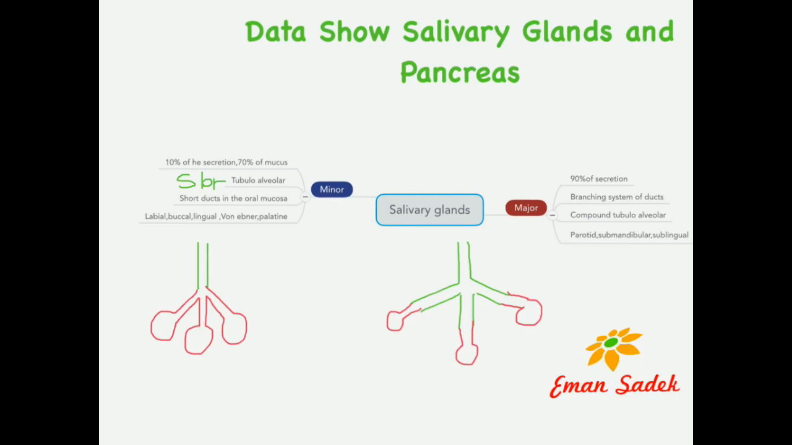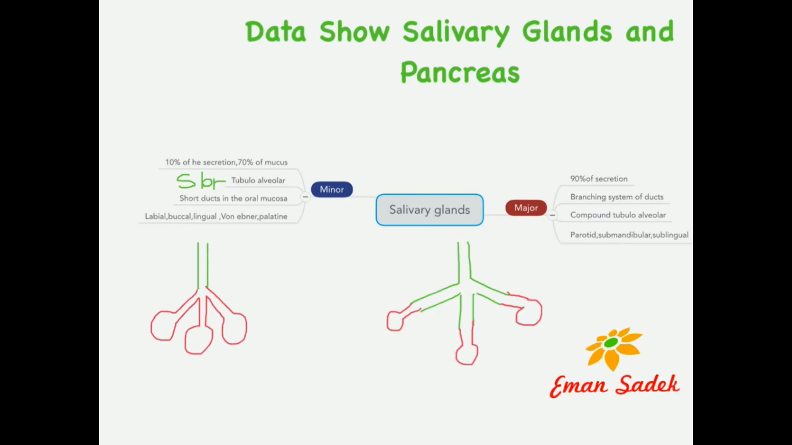In case of the minor, they produce 10% of the salivary secretion, but they constitute 70% of the mucus present in the saliva. So the main producer for mucus in the saliva is the minor salivary glands.